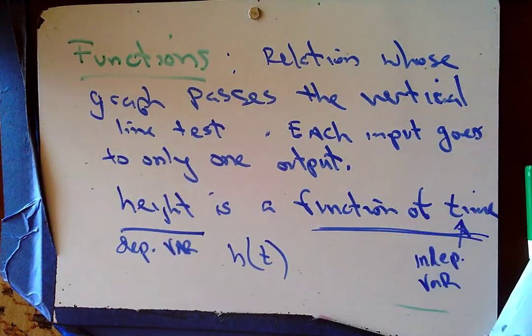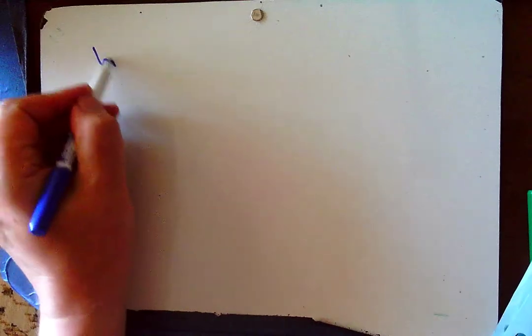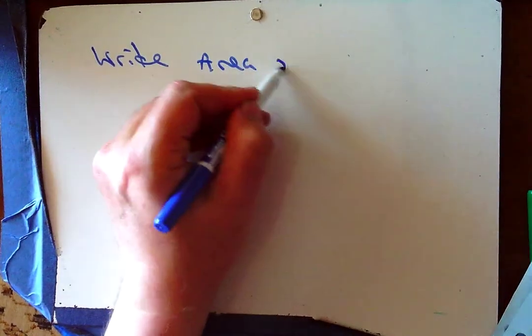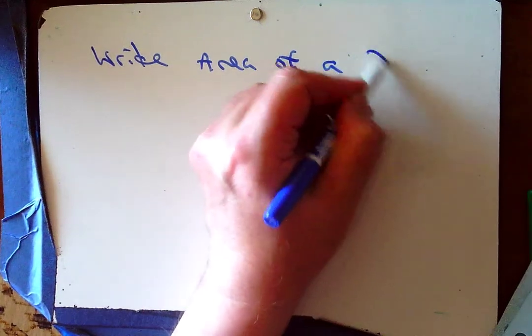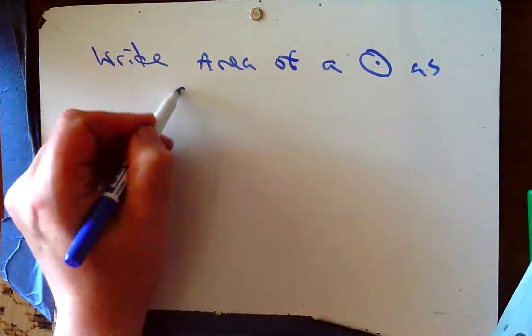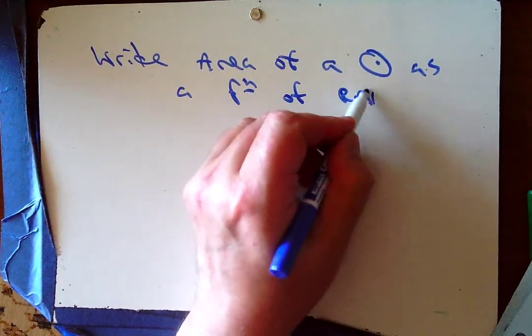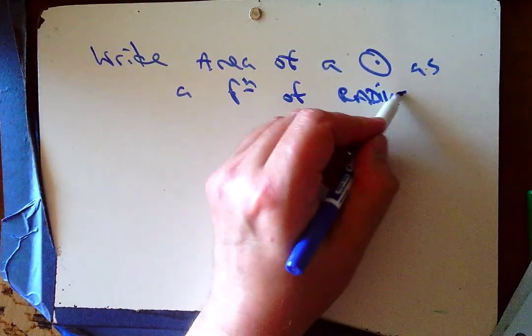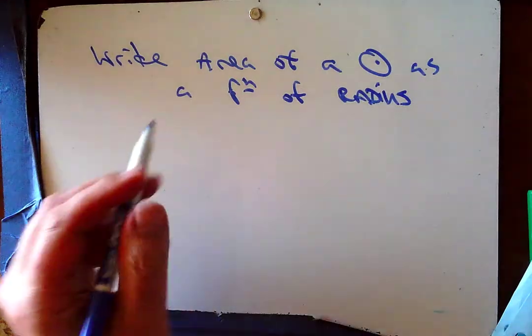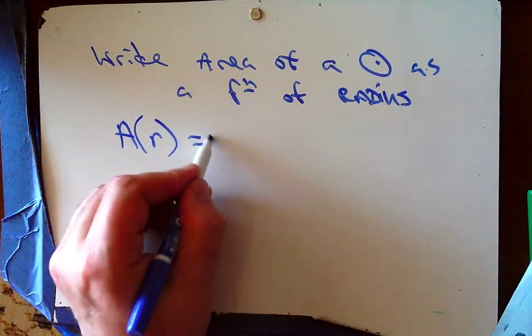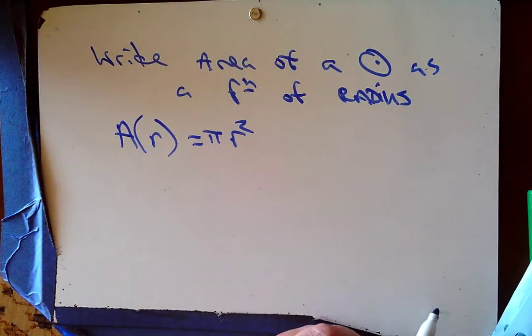I bring this up because I want you to write the area of a circle as a function of radius. Well, that should be pretty easy, huh? Area as a function of radius is simply pi r squared.